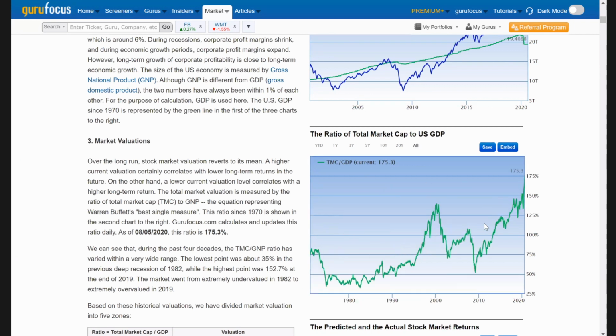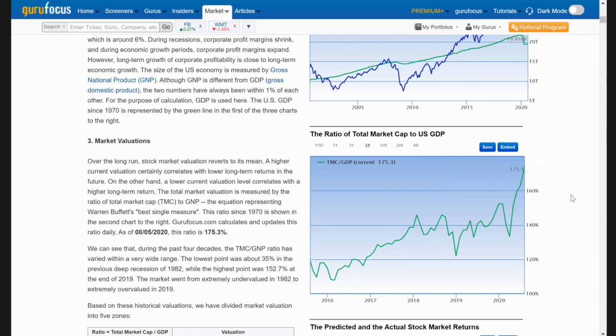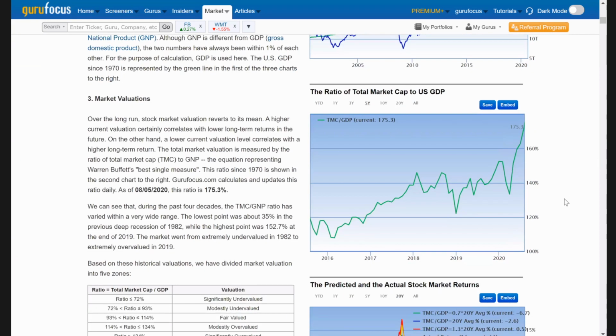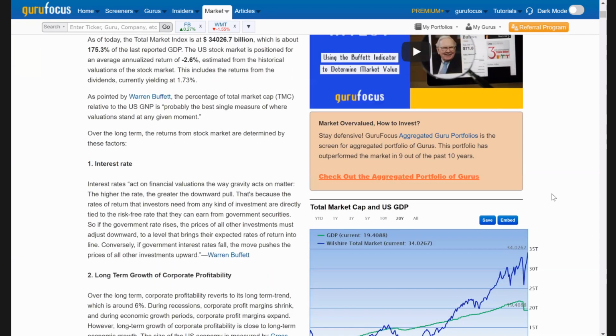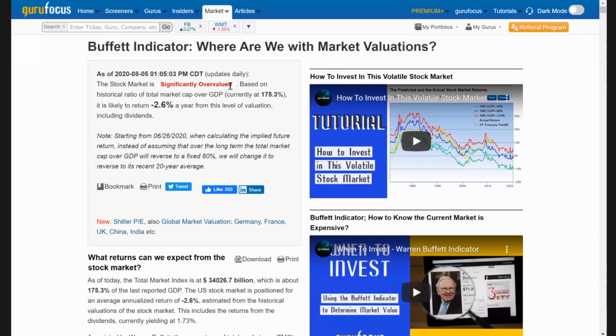The previous peak was the dot-com bubble in year 2000 here, and now it's the historical highest value. We always think that the valuation should come to the mean, and from this, we think the market is very significantly overvalued here, and the future market return will be small, likely to be negative for the next 8 years on average. That's what the Buffett indicator is telling us.